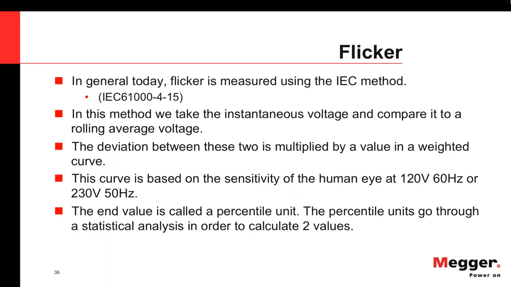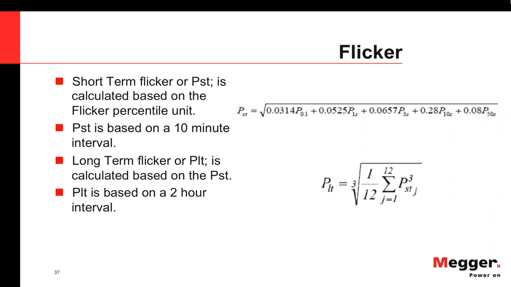because they know how the human eye responds to the different frequencies of the flicker, they were able to create a weighted curve. That weighted curve is based upon the eye's sensitivity to an incandescent light at 120 volts 60 hertz or 230 volts 50 hertz. By using the weighted curve and looking at how often the light flickers and the magnitude of it, they can calculate what we call a percentile unit. And the percentile unit then goes through a statistical analysis to come up with two values.